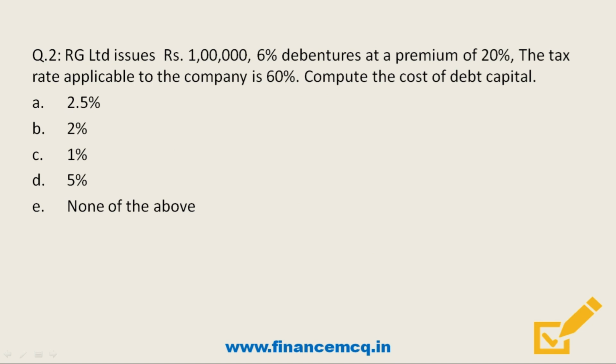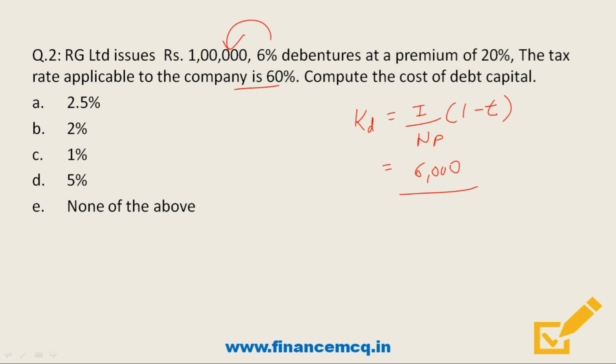Moving on. Friends, next question is: RG Limited issues rupees 1 lakh 6% debentures at a premium of 20% and the tax rate applicable to the company is 60%. So we have to calculate the cost of debt capital. First of all we should know the formula to calculate the cost of debt capital. The cost of debt capital is calculated as interest rate upon net proceeds of debentures into 1 minus tax rate. So if we fill the data in this formula, interest will be 6% on the face value of debentures, that is 6,000.